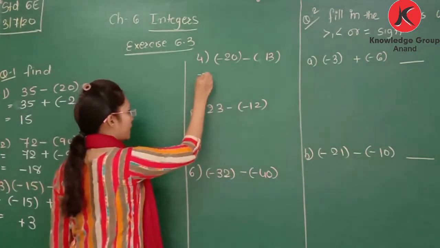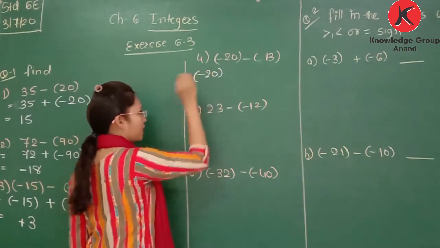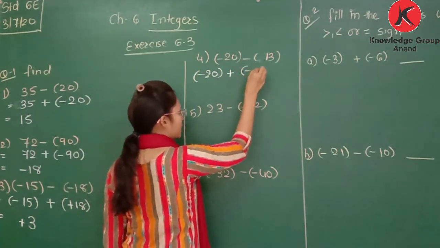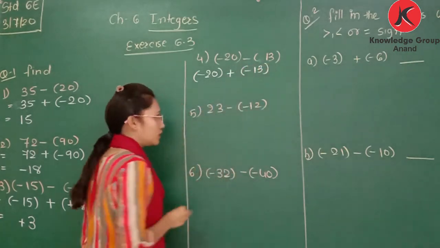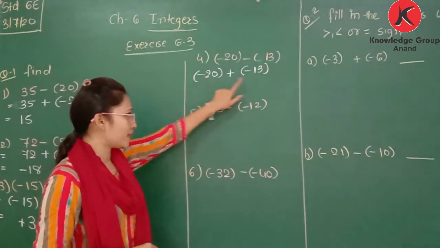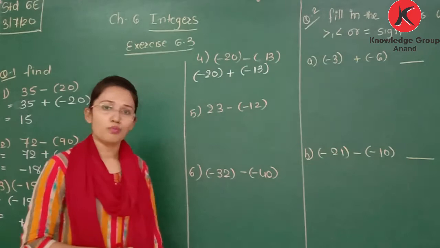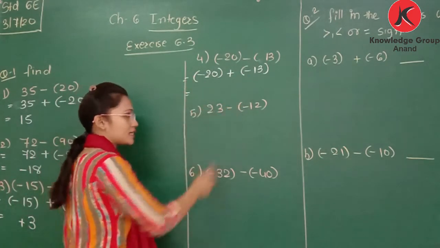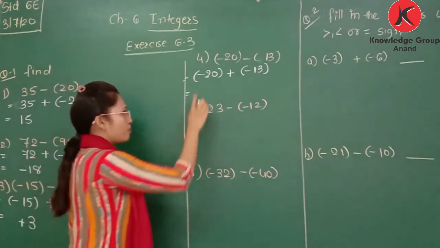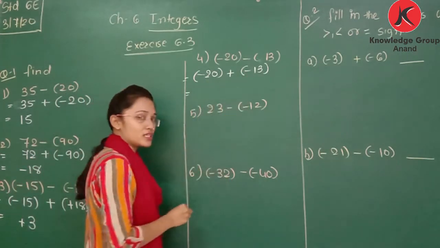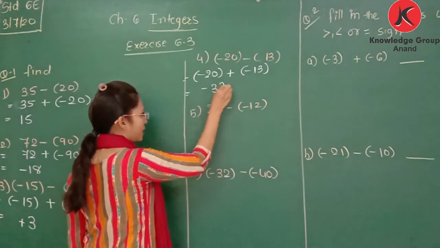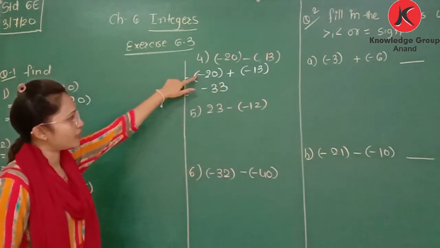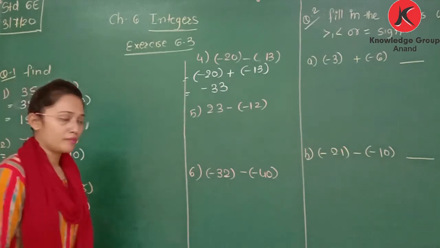Now next one, minus 20 minus 30. So here again we will convert the sign. Minus 20, subtraction becomes addition by writing the inverse of 30, which is minus 30. Now minus 20 and minus 30. Both numbers are negative, so add the numbers. If two signs are same, add the numbers. So minus 20 minus 30, that is 50, but negative because both numbers are negative.